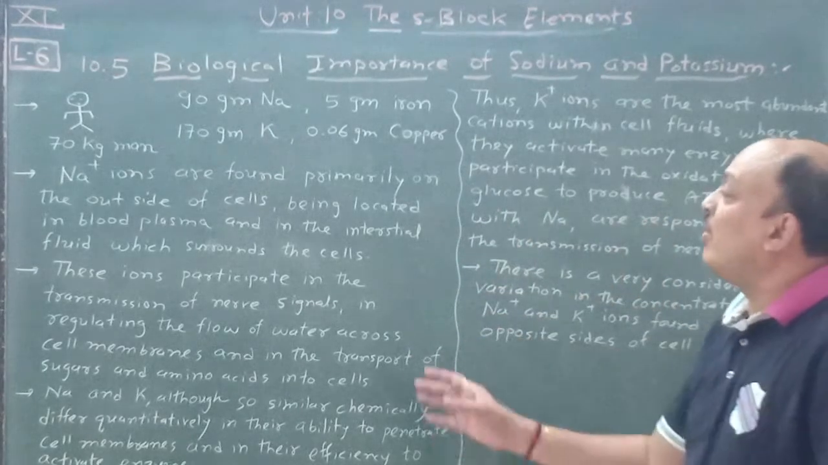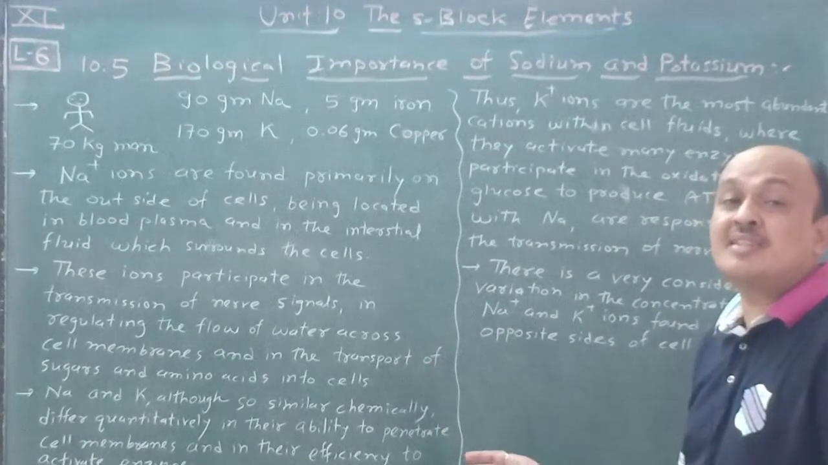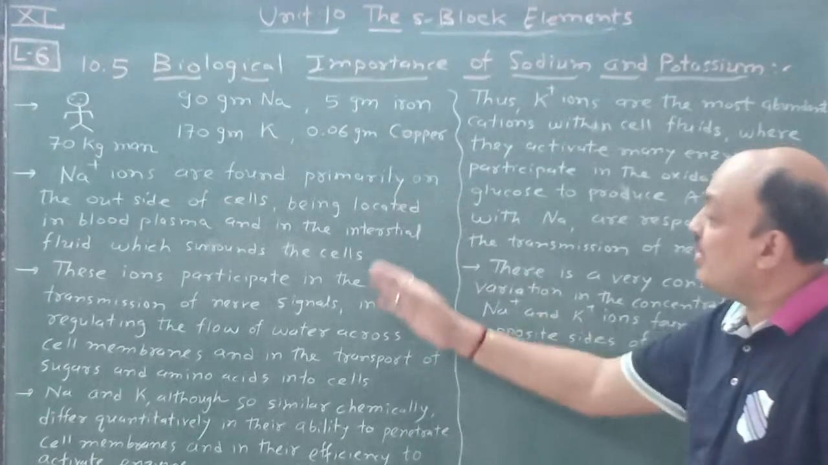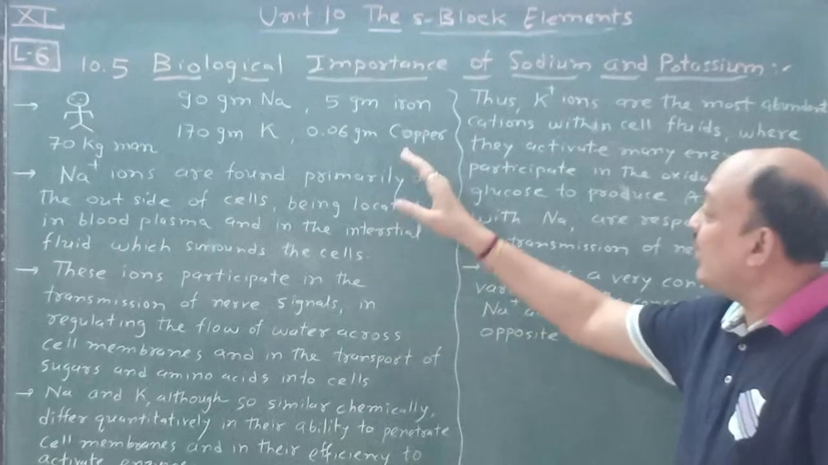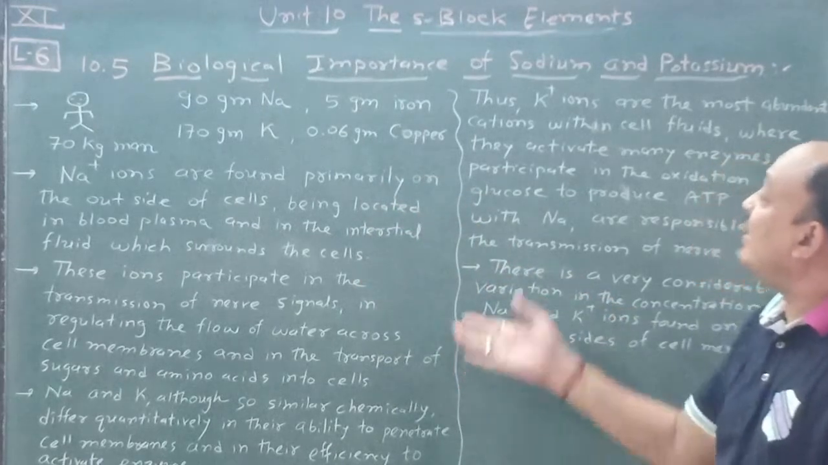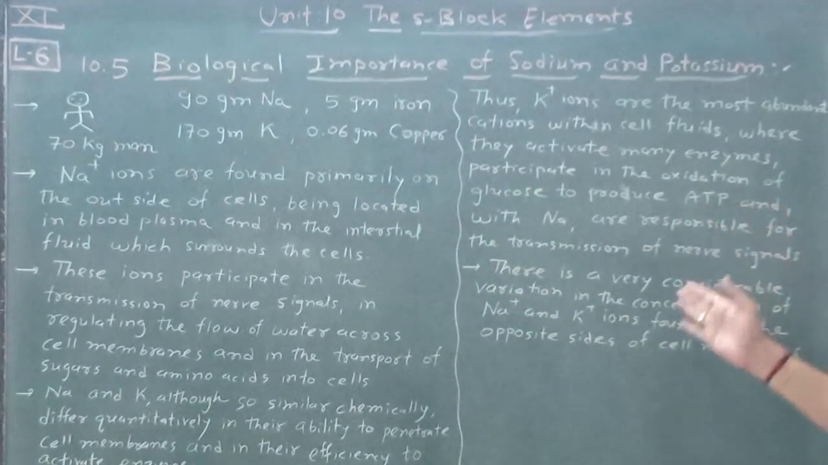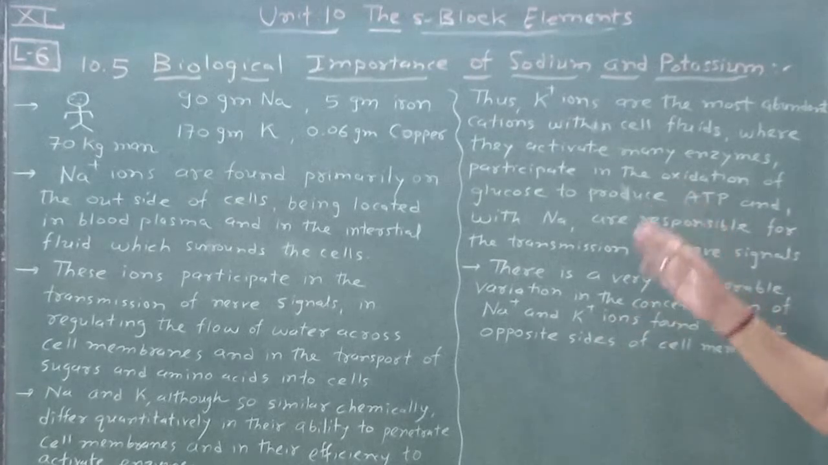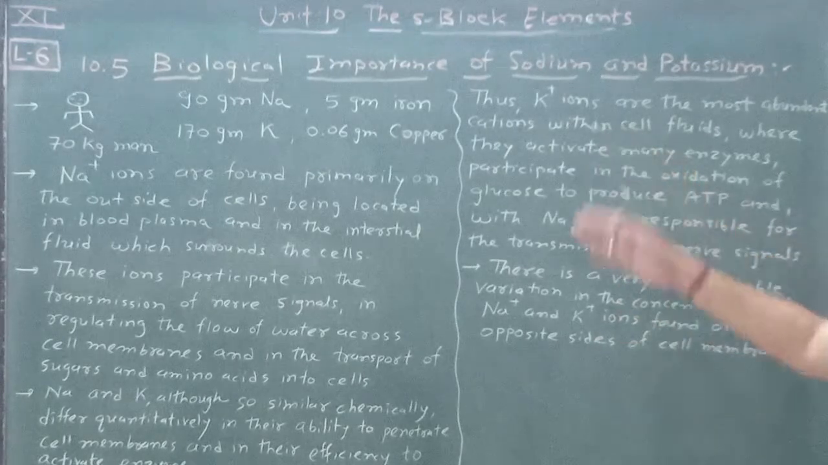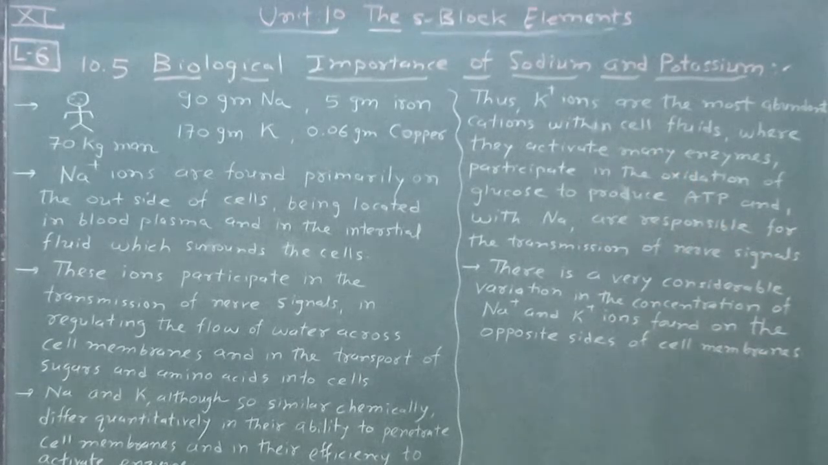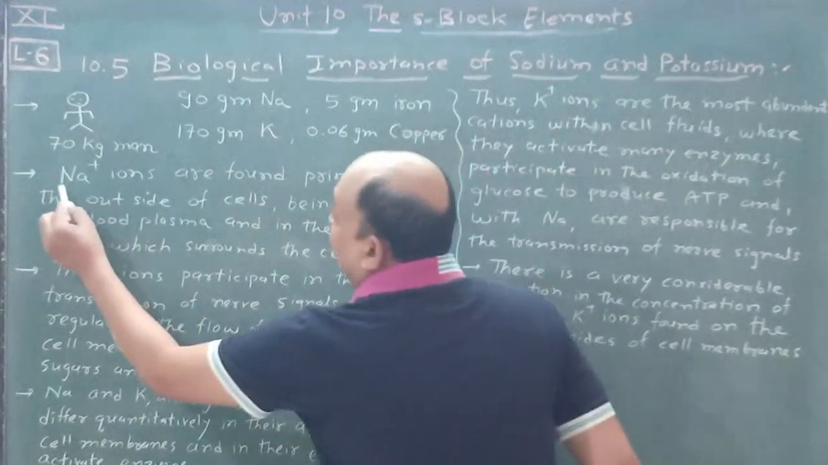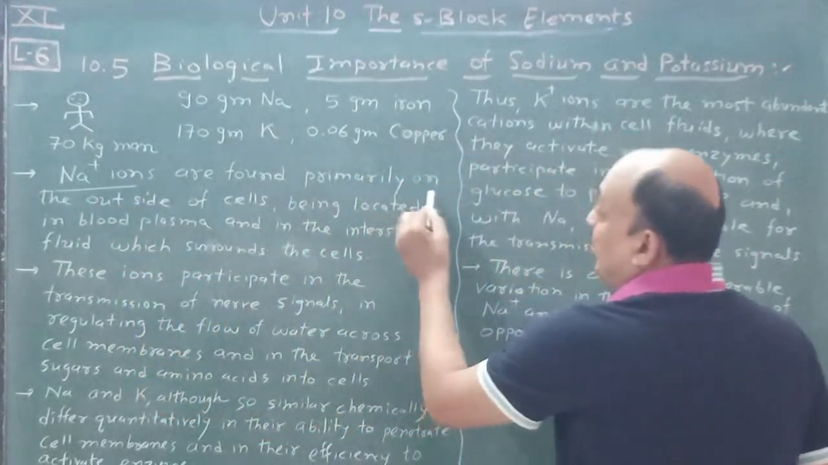Just cram it, don't bother about that, because biology is just a cramming subject. But you have to understand it in a certain way. This is all about the biological importance of sodium and potassium, and we continue this topic with one typical example. Make a screenshot of this, and here it is important that Na+ ions are found on the outside of the cells.